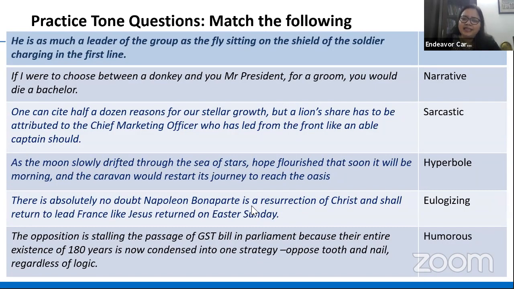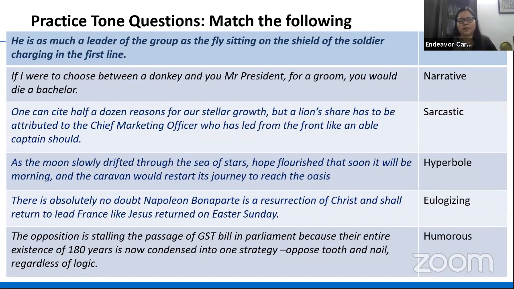This is exaggerating something here, right? But I am excessively praising a person. You know, praise that is exaggerated, too much praise. This is clearly eulogizing. But then you might wonder, why can't this be hyperbole? What is hyperbole? It's defined as exaggeration, right? Excessive exaggeration. Exaggeration itself is excessive.